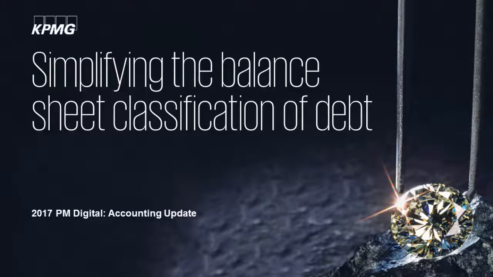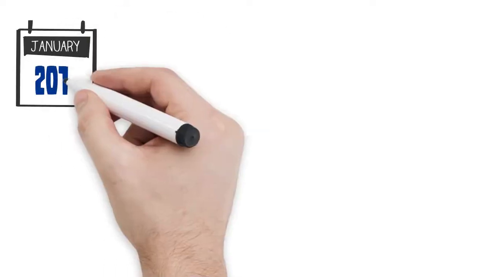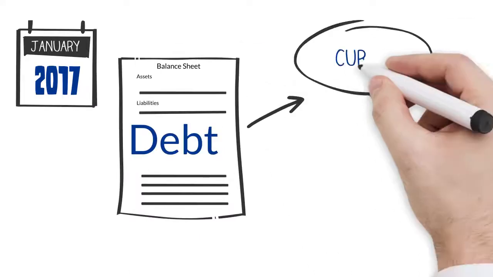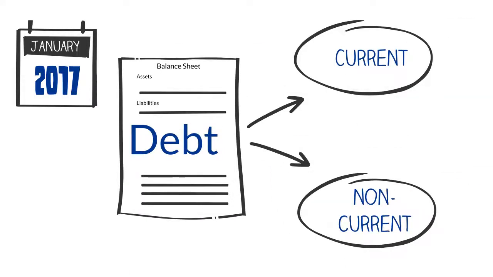Well, welcome to our micro-learning podcast on the FASB's project to simplify the balance sheet classification of debt. As part of its simplification initiative, the FASB issued a proposed accounting standards update in January 2017, which would change how companies classify debt as current or non-current on a classified balance sheet.